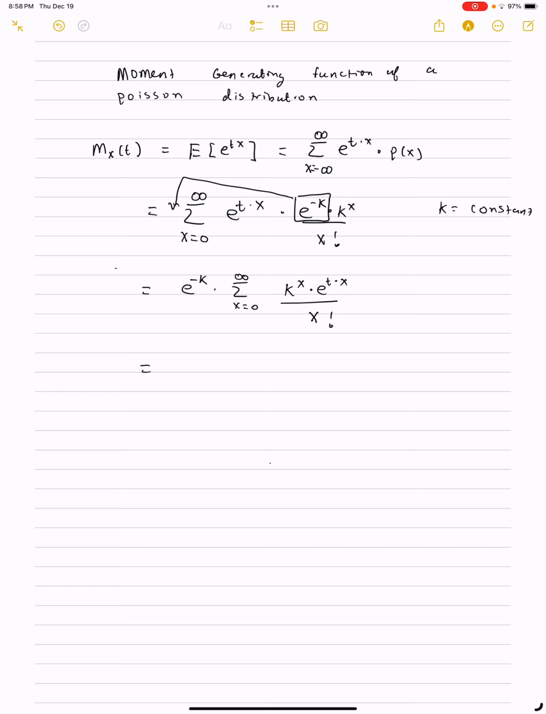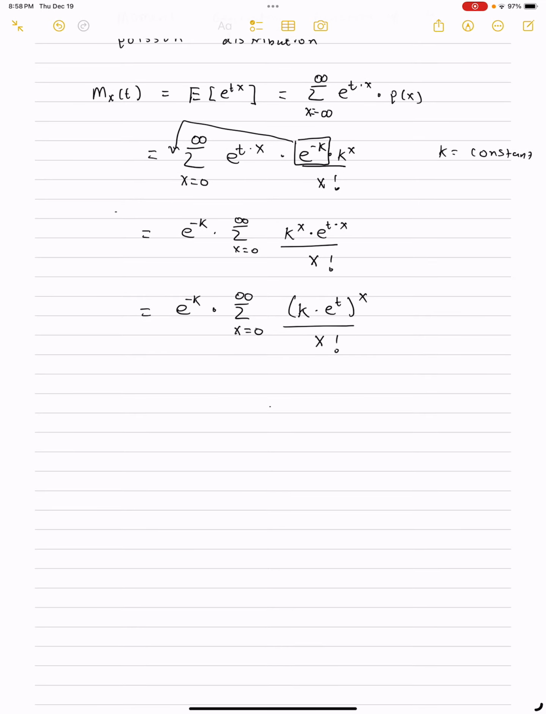Now everything in the numerator that has a power of x, I'm going to rewrite that as k times e to the t, all raised to the x power over x factorial. And then I'm going to use a convenient little fact about exponentials.